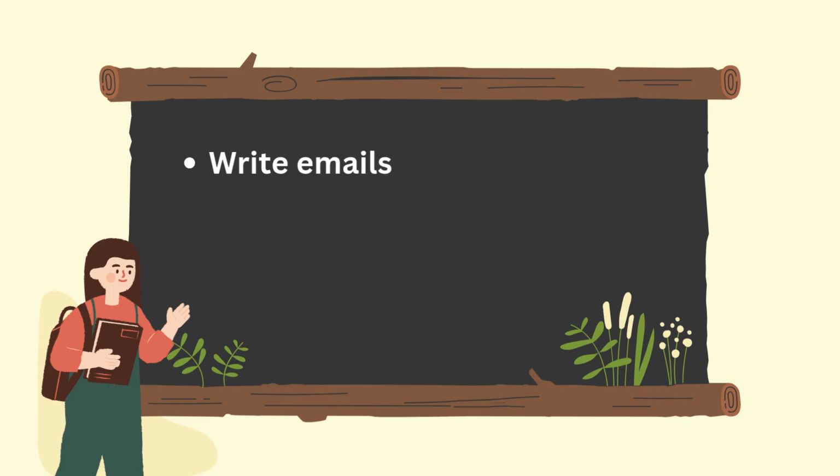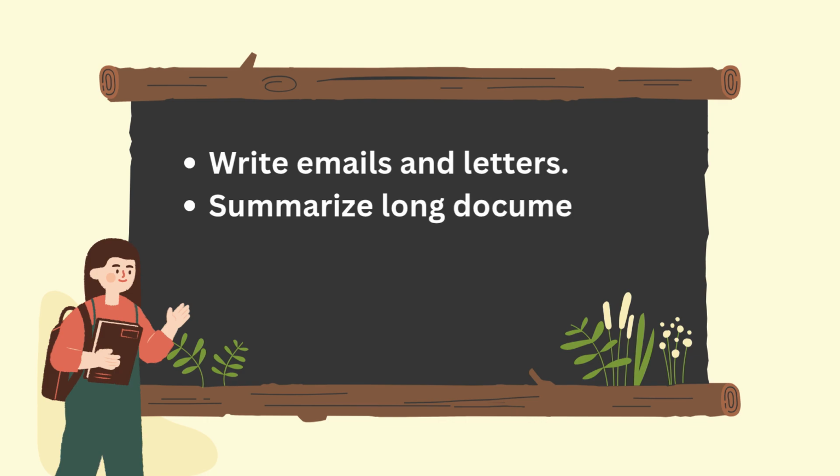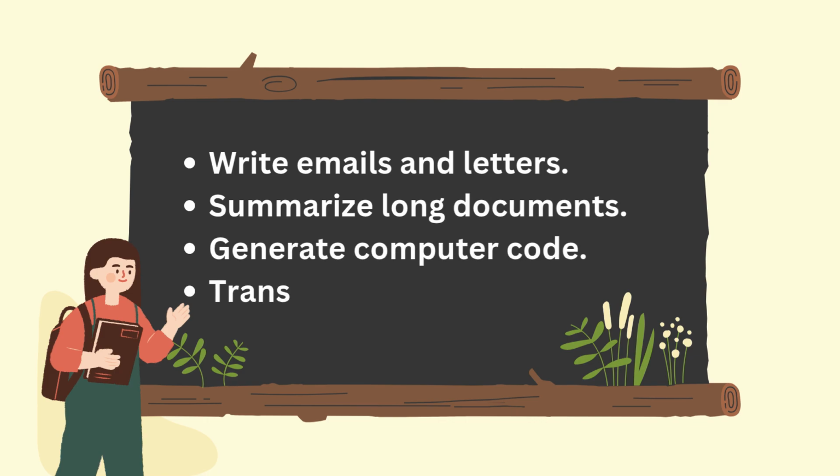Gemini can explain difficult topics in simple words. It can write emails and letters. It can summarize long documents. It can generate computer code. It can translate different languages. It can even help you create YouTube video ideas and scripts. Think of Gemini as your personal AI assistant that is available anytime you need help.